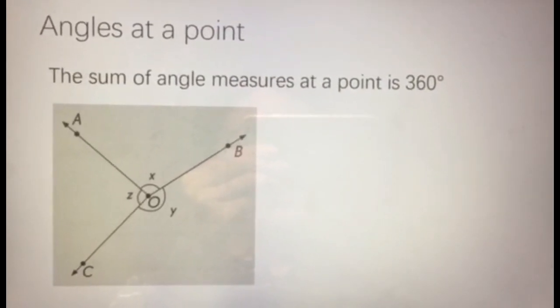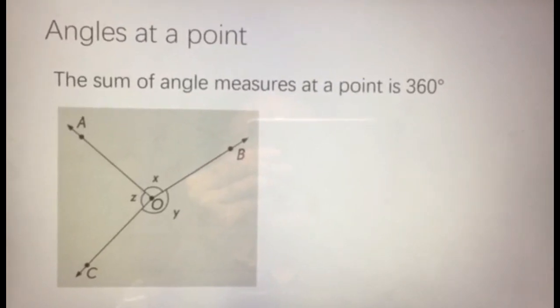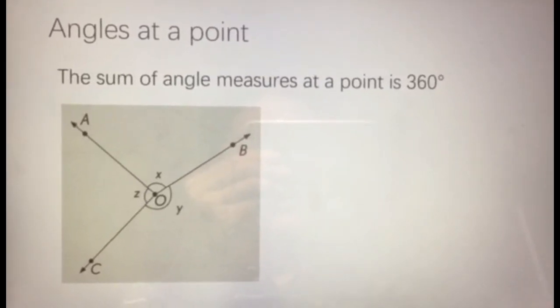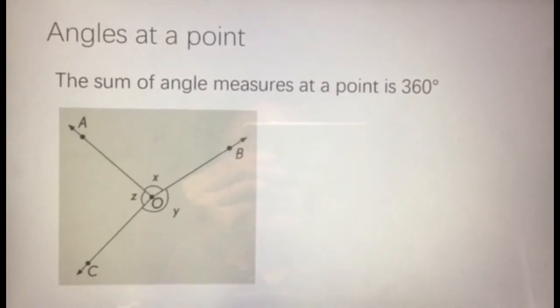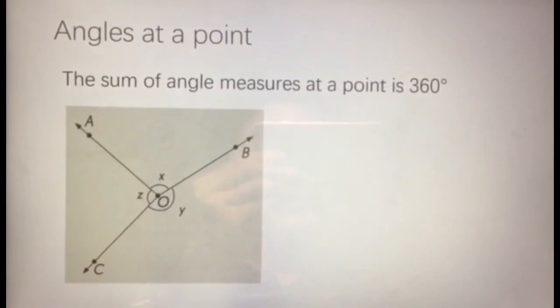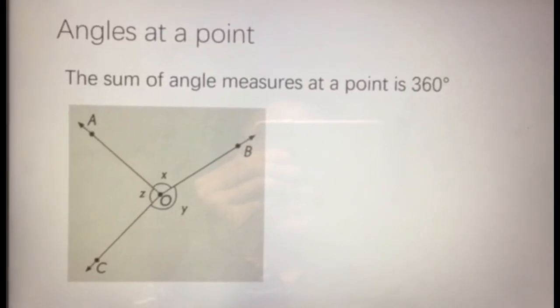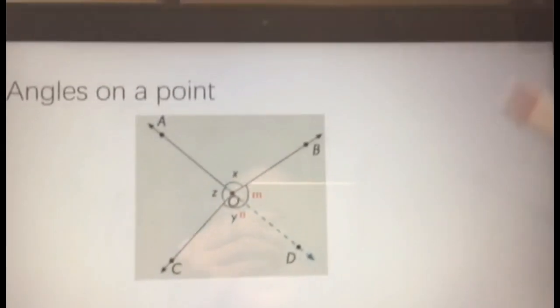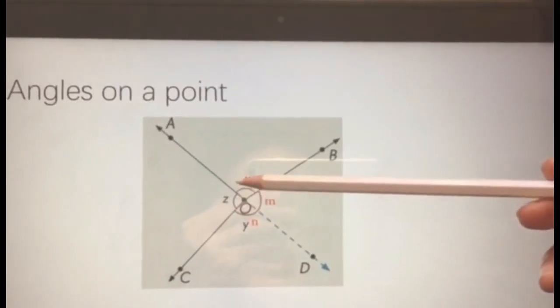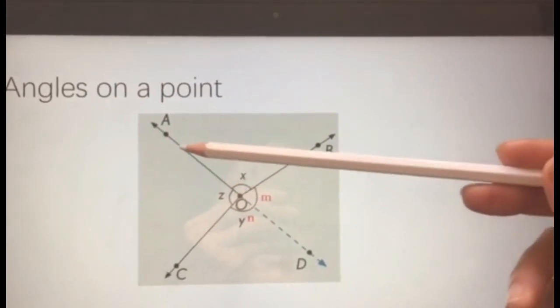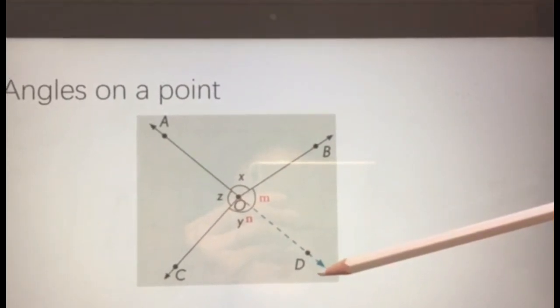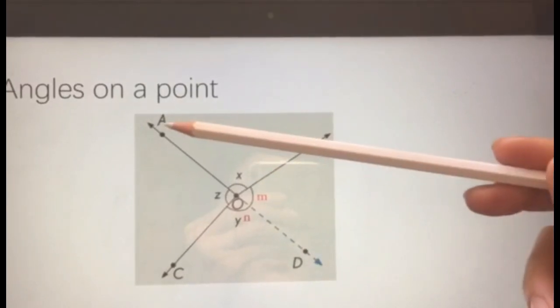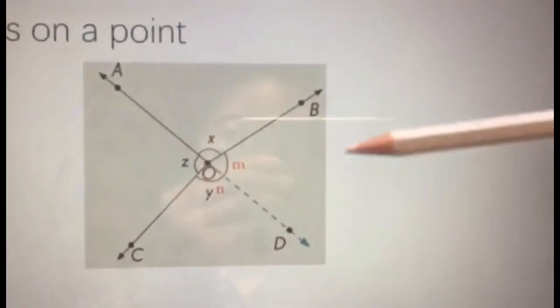Well, it says the sum of angle measures at a point is 360 degrees. Do you think we can prove that? Well, of course. So it is the same figure except that I extended ray OA and I made a new line called line AD.